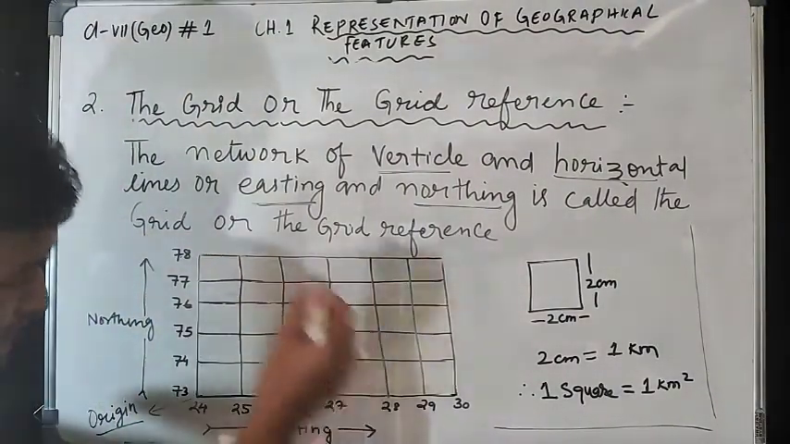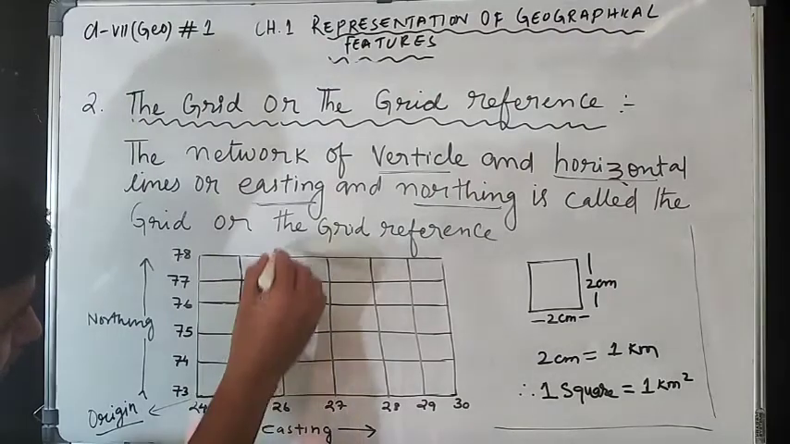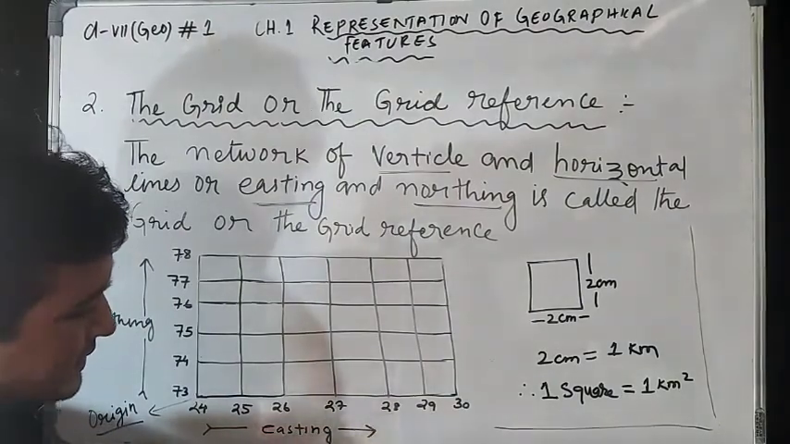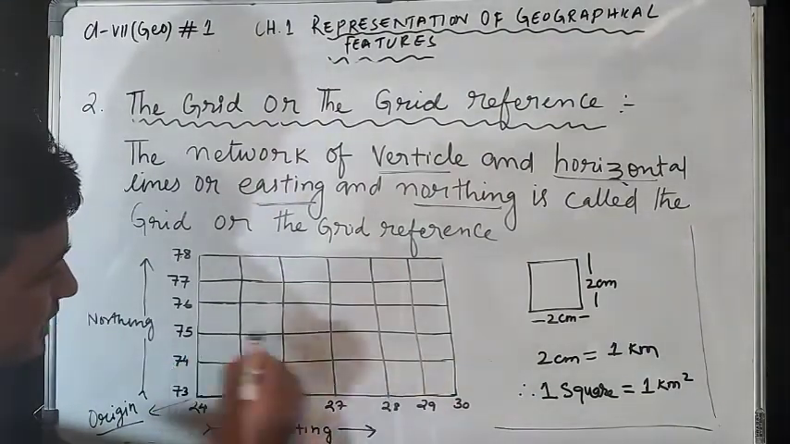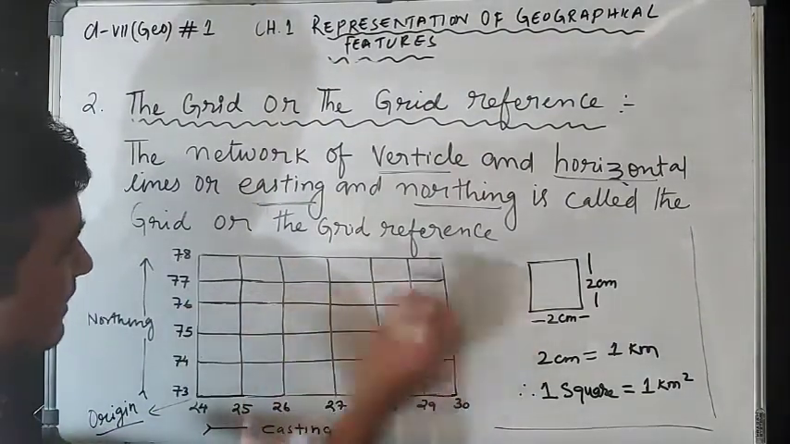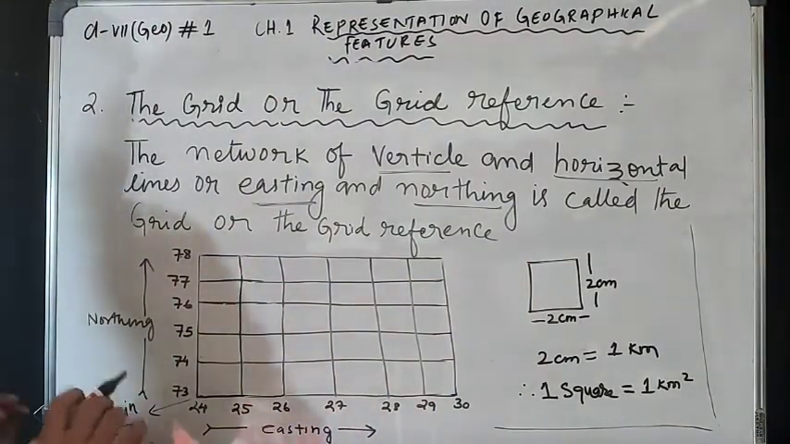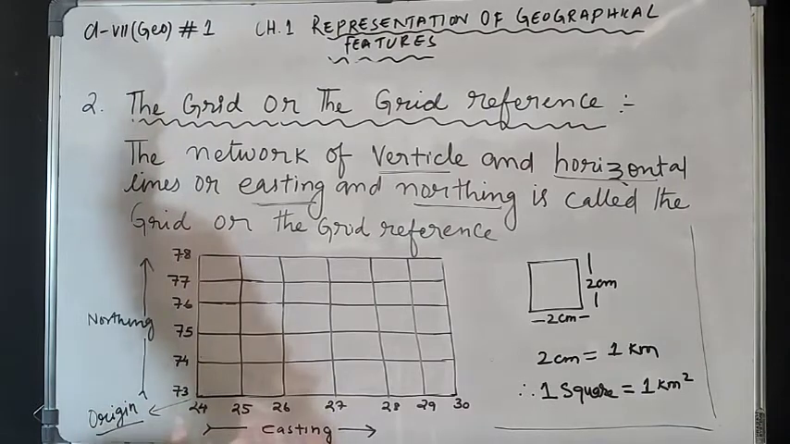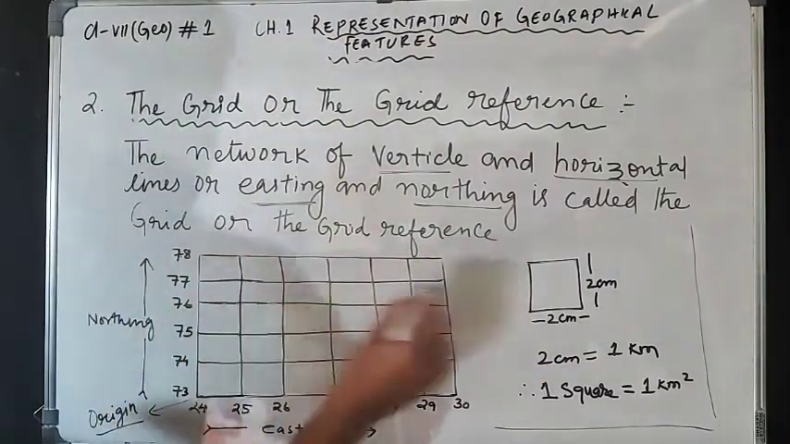Now you can see here all these vertical lines 25, 26, 27, 28, 29 are called easting. What? Easting. And similarly you see here 73, 74, 75, 76, 77, 78. All these horizontal lines are called northing. What? Northing. Remember, in the topographical map, the grid reference has two kinds of lines, one vertical line and another horizontal line. All the vertical lines are called easting and all the horizontal lines are called northing.